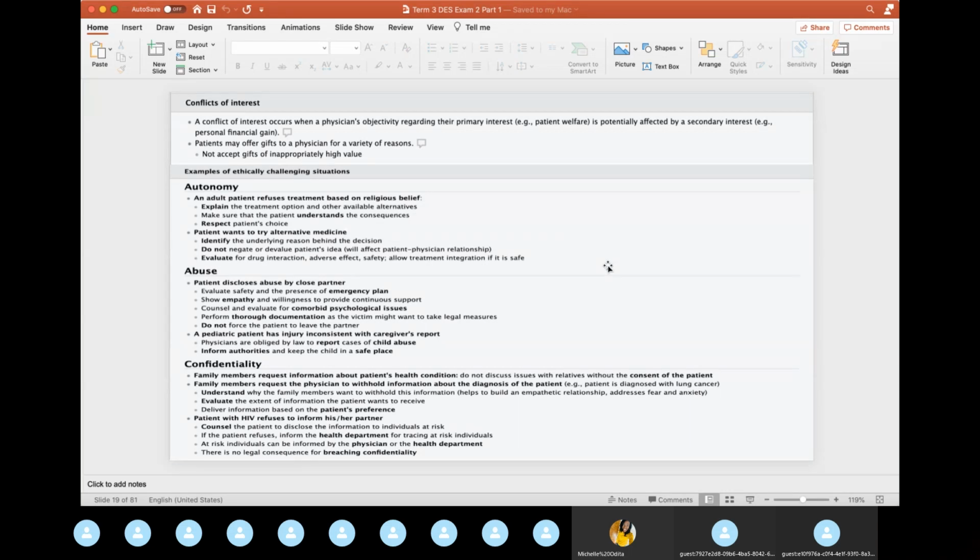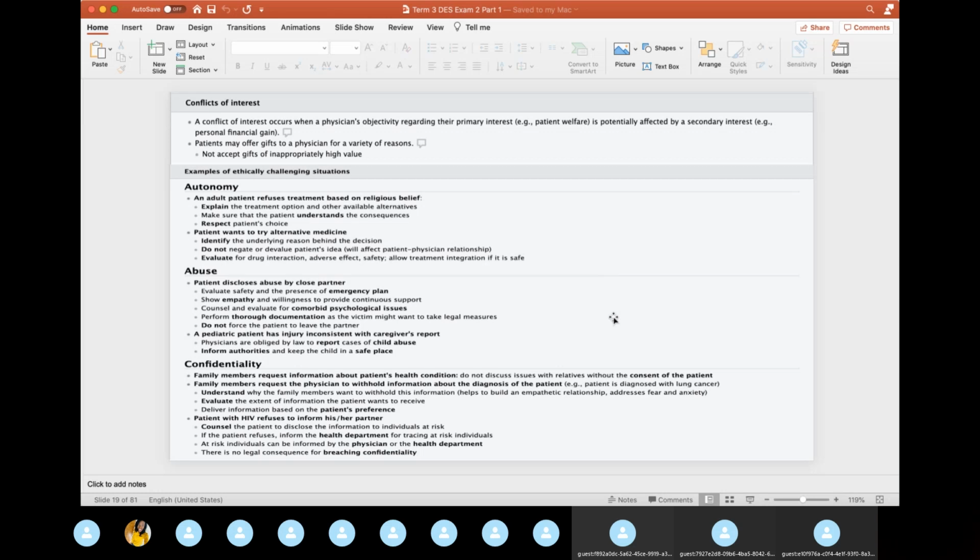Okay, a patient came in, and the patient said, I want to try some alternative medicine. I'm depressed. I need to try St. John's wort. I think St. John's wort is effective, doctor. So what are you going to do first? Ask the patient why they want to use it. Exactly. So first, identify the reason why.